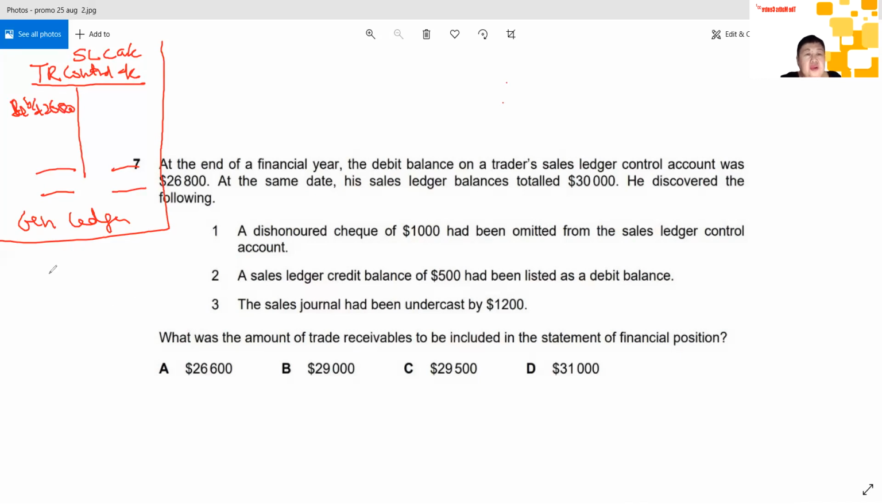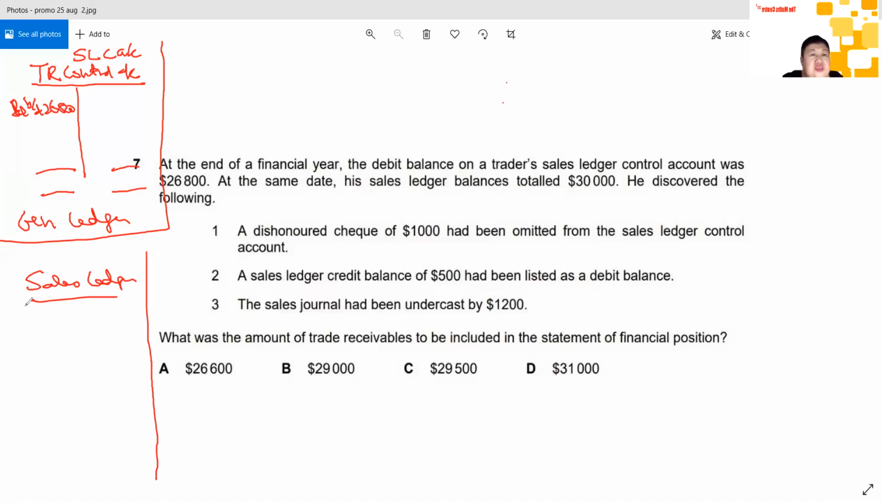Now you also have something called a sales ledger. A sales ledger is something called a subsidiary ledger, sales ledger or purchases ledger. In this case, a sales ledger is kept in a separate part. It's not part of a general ledger. Okay, basically you have the general ledger and then you have the subsidiary ledger. Subsidiary ledgers are of two kinds, the sales ledger and the purchases ledger.